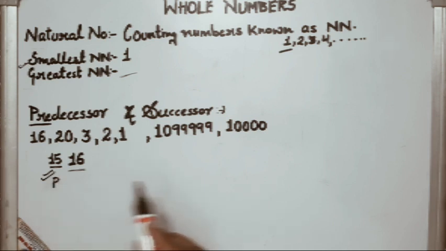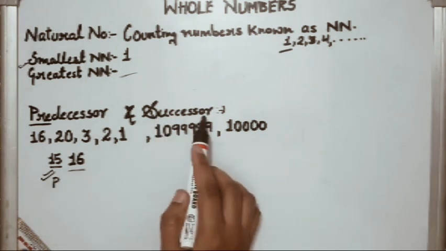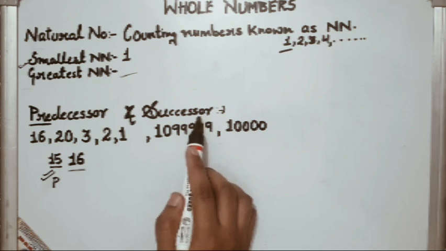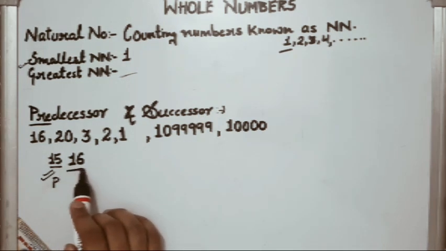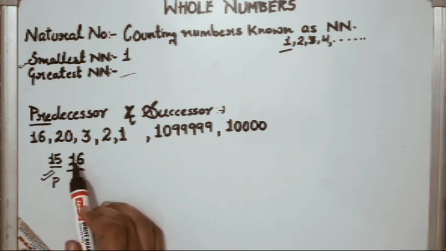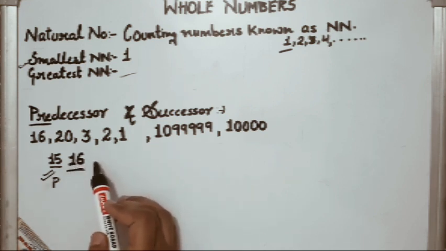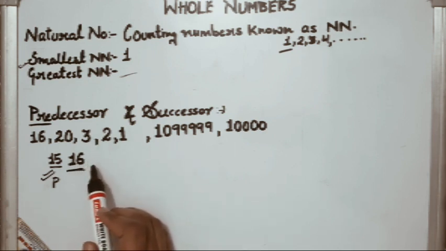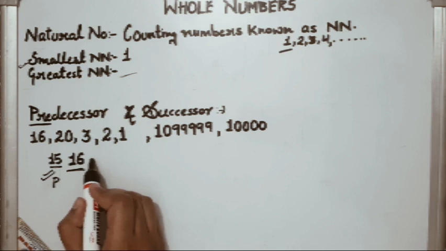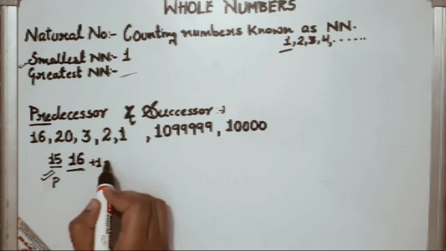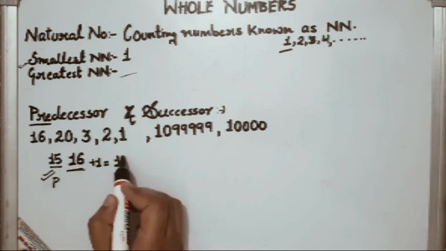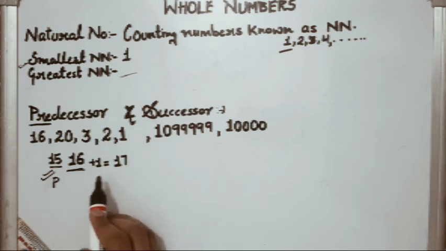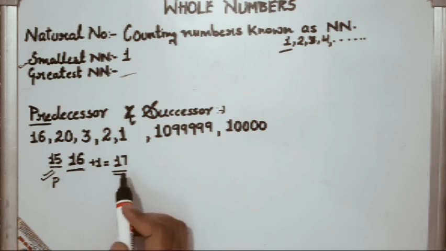Now let's learn the meaning of successor. Successor means, let's take the example of 16 again. Successor means what you add to the given number to get the next number, and that is your successor. If you add 1 to 16, what did you get? You got 17. So the next number after the given number is your successor.